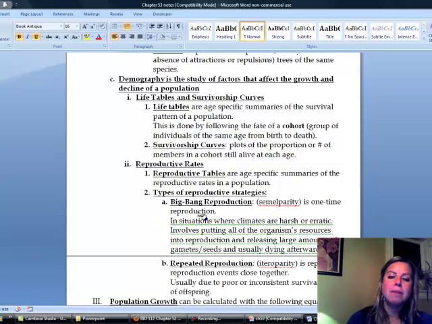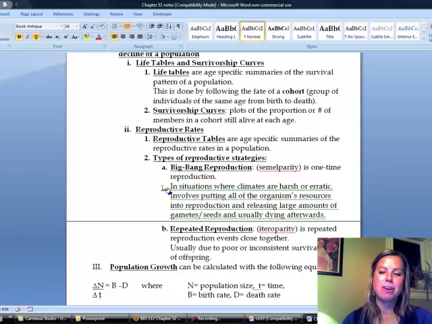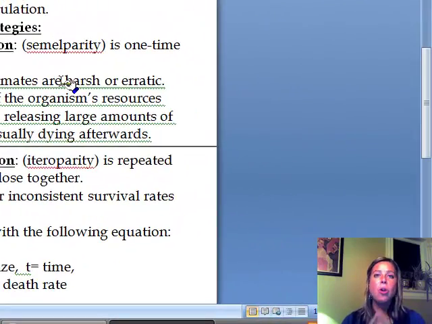All right. Once again, we're going to talk about reproductive strategies here, and there's going to be a lot in between. It's a lot easier with a lot of these nature types of things to talk about the extremes and then know that there's a lot in between. So the first type, which has a lovely name, is Big Bang reproduction. It's also called semelparity, which is one-time reproduction.